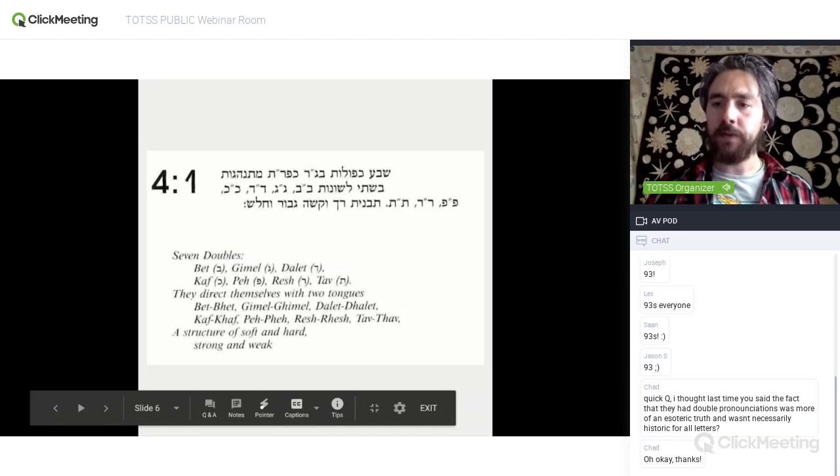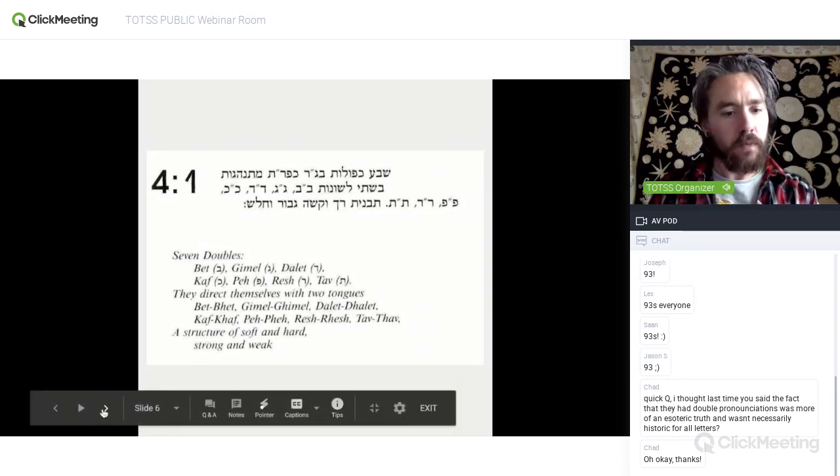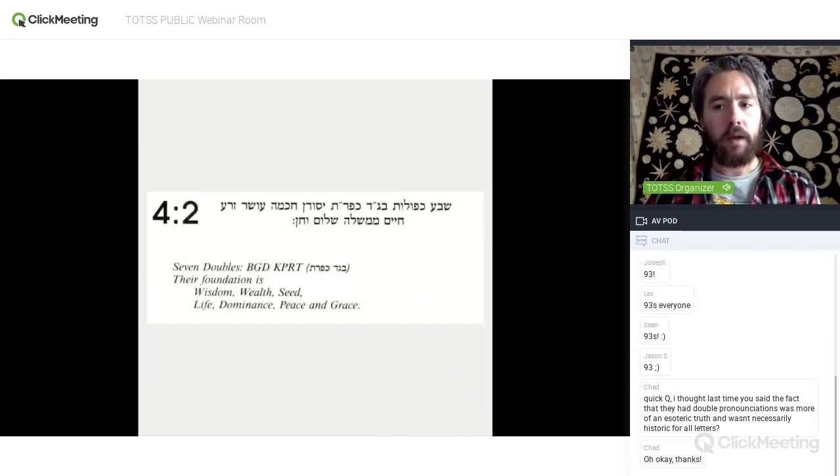But for our purposes here, we're going to be considering all 7 to be doubles. And the idea of 2 modes of expression is important for their symbolism. Okay, so we're just going to move on from there. So verse 2, 7 doubles: Beth, Gimel, Dalet, Kaf, Pei, Resh, Tav. Their foundation is wisdom, wealth, seed, life, dominance, peace, and grace. So we've got 7 qualities that are going to be associated with these letters.